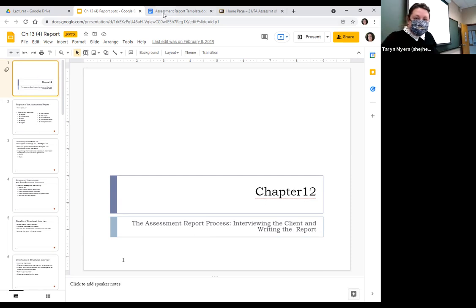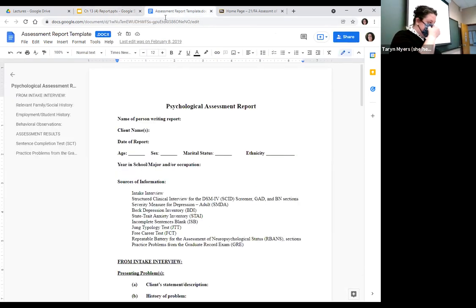So I'm going to start with the actual template, which I realized after I looked at it needs some tweaking. So I will be sure to do that to make sure it accurately represents the assessments you did this semester, because I changed a couple of them up.